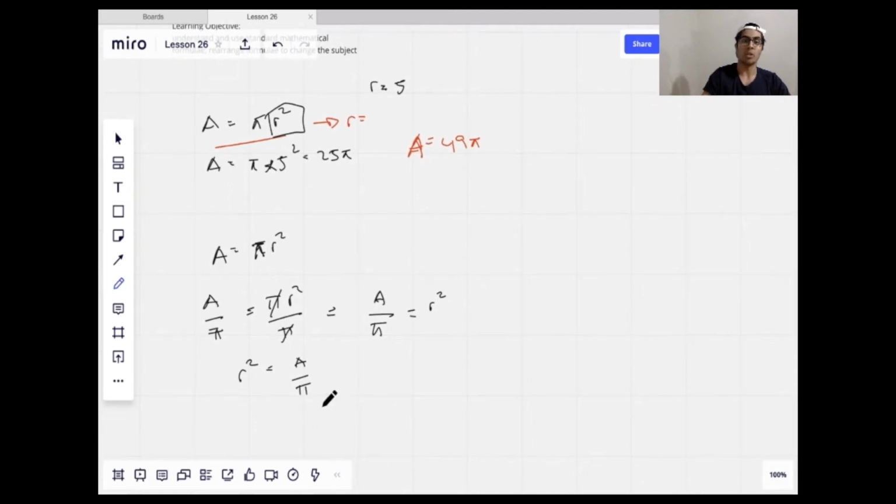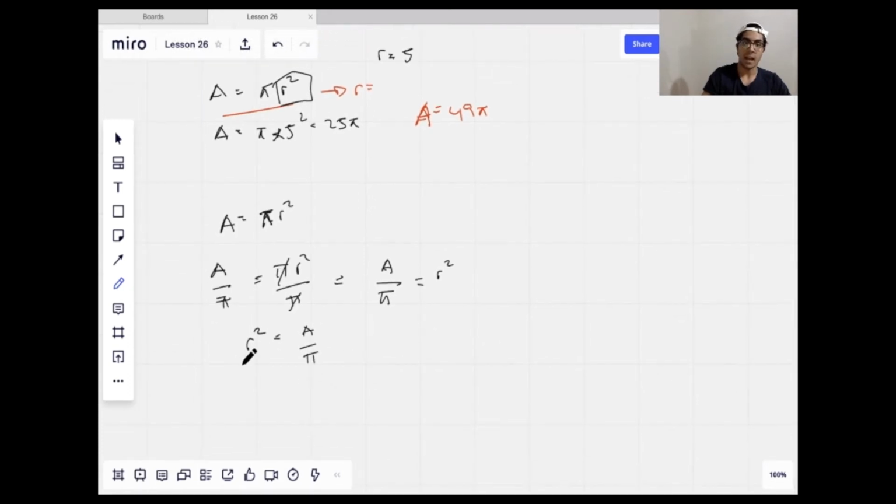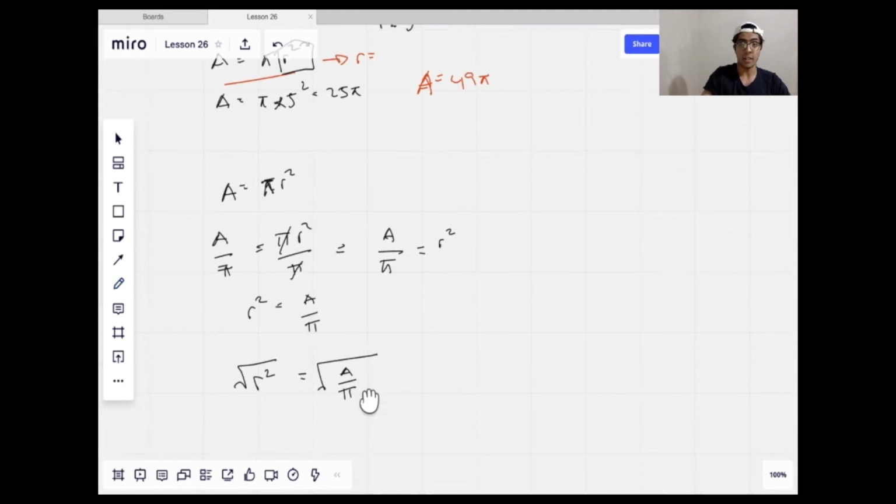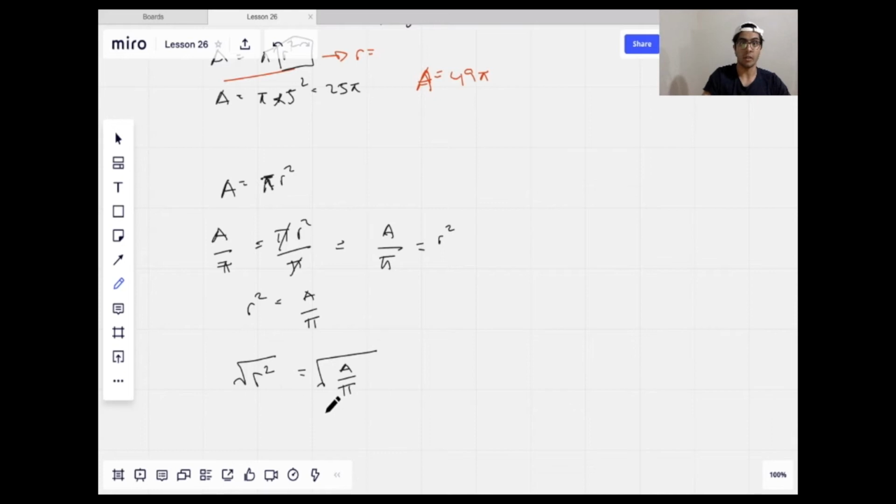And just terminology wise, I said subject of the equation. If you're making r the subject of the equation, you have r alone, and then you have everything else on the right. Now, since it's r squared here, the opposite of squaring is taking the square root. So if I take the square root of both sides, that should give me r on its own. So I go r equals the square root of r squared, and then the square root of A over pi. And basically, the logic I've used so far is that if I do something to one side of the equation, I have to do it to the other side of the equation.